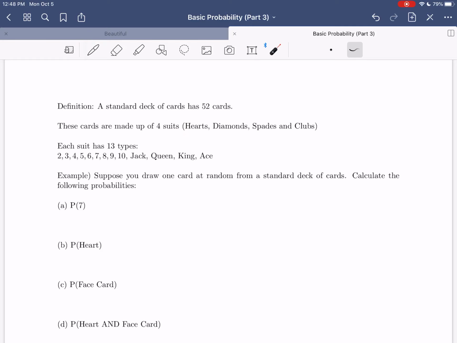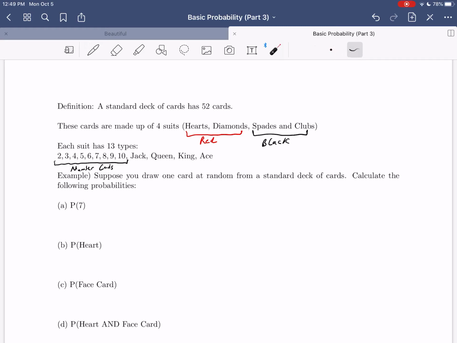These cards are made up of 4 suits: hearts, diamonds, spades, and clubs. Usually we denote hearts and diamonds as red suits and spades and clubs as black suits. So there are 2 colors, red and black, and inside of red there are 2 suits, hearts and diamonds. Inside of black there are 2 suits, spades and clubs. Each suit has 13 different types of cards. These are the number cards, 2, 3, 4, 5, 6, 7, 8, 9, 10. These are called number cards.